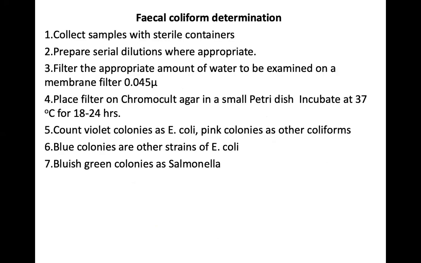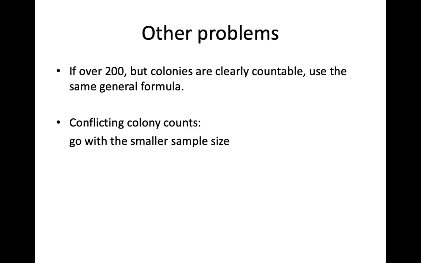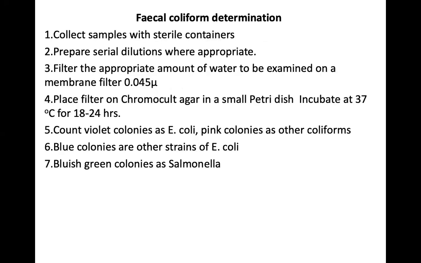Now, the problem we have here is that sometimes you can have a lot of these colonies, but using the back calculations or serial dilution, you'll be able to have a rough idea. Sometimes you can also determine the fecal coliform using other media. And here you collect the samples, the sterile media, you prepare serial dilution as required, you do your filtration, then you also culture them on a media, usually using the chromocoat in a small petri dish, maintained at 37 Celsius for between 18 to 24 hours.